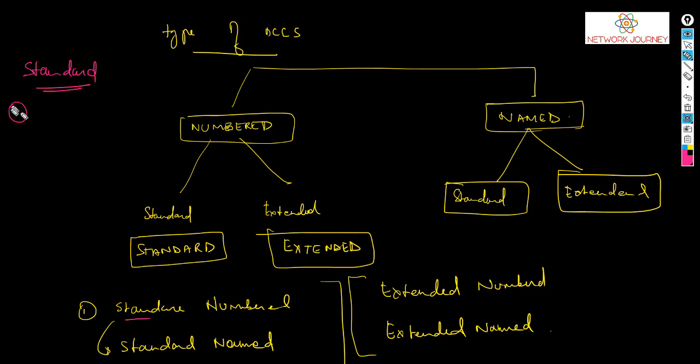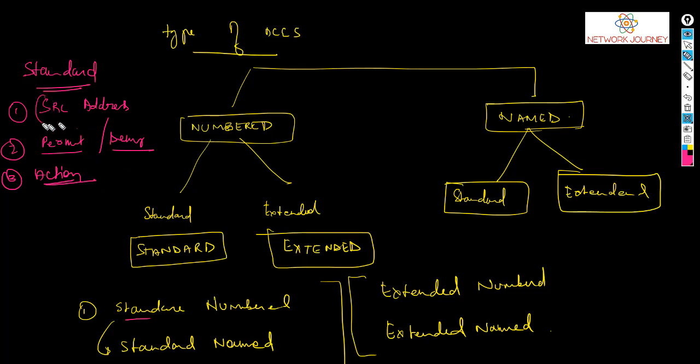The first definition is that it's gonna see only the source address. It's gonna see the source address and then the matching statement. If I say to permit or to deny, it's gonna take action depending upon my statement. If I say permit, it's gonna allow that. If I say deny, it's gonna deny that, on the basis of source address.